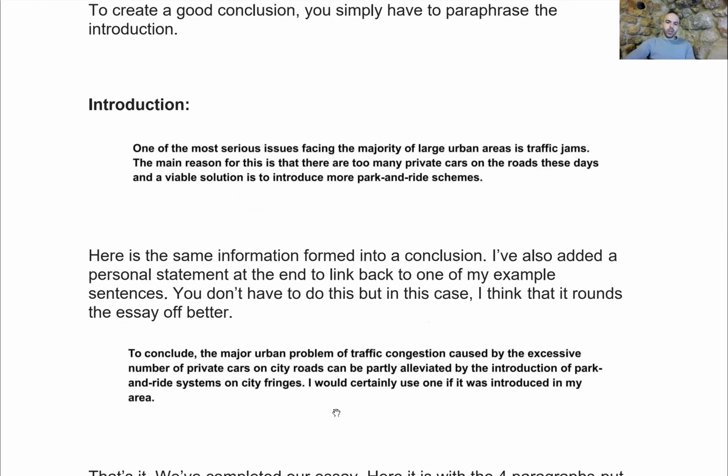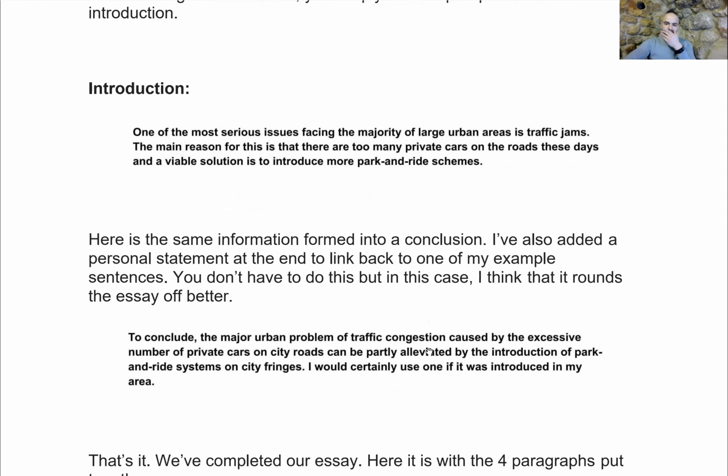So to conclude, the major urban problem of traffic congestion caused by the excessive number of private cars on city roads can be partly alleviated by the introduction of park and ride systems on city fringes. Fringes means outskirts. I would certainly use one if it was introduced in my area. So as you can see, the last sentence is a recommendation sentence.